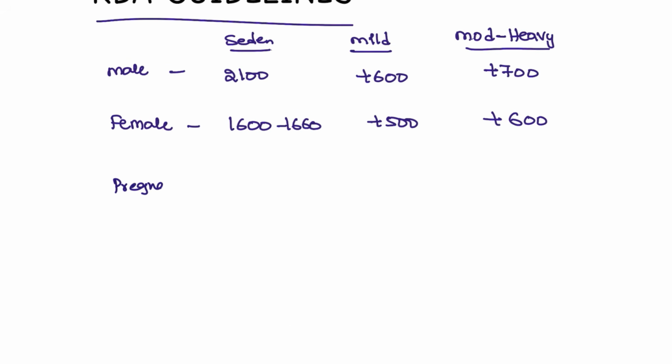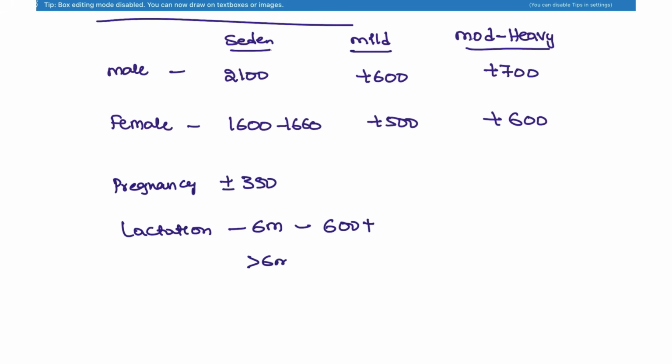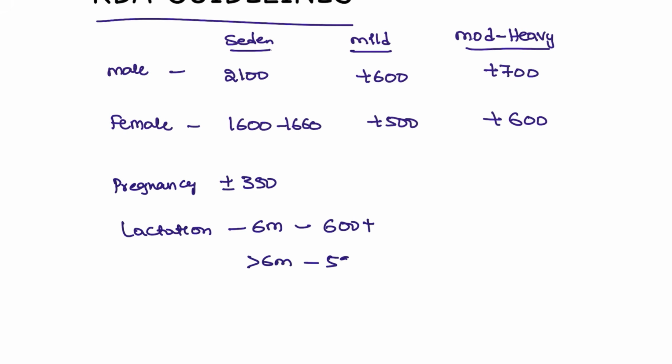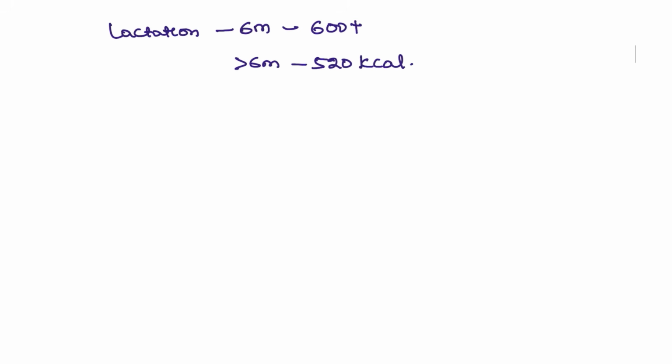Next, for pregnancy, overall it will be plus 350 kilocalories. For lactation, the first 6 months it will be high, 600 plus. More than 6 months, it can be decreased to 520 kilocalories. 520 kilocalories can be given for this patient.